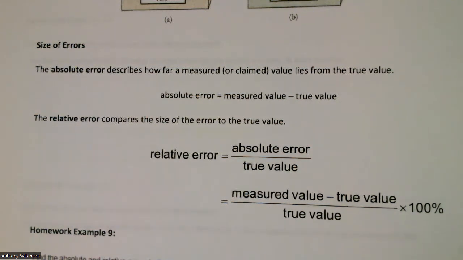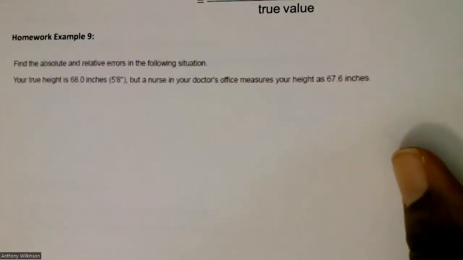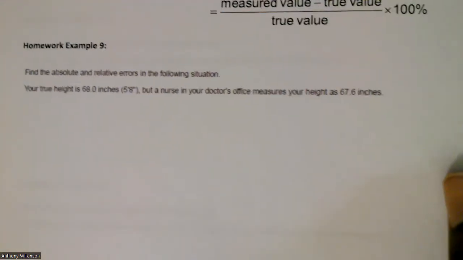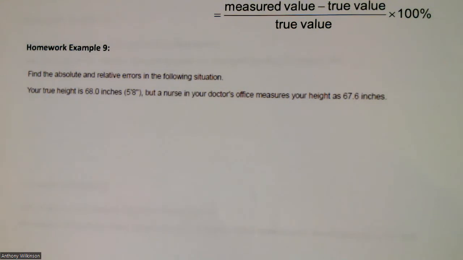All right, so now let's look at an example of this, or a few examples of this. Here we're going to find the absolute and relative errors in the following situation. Your true height is 68.0 inches or 5 feet 8 inches, but a nurse in your doctor's office measures your height as 67.6 inches. Okay.